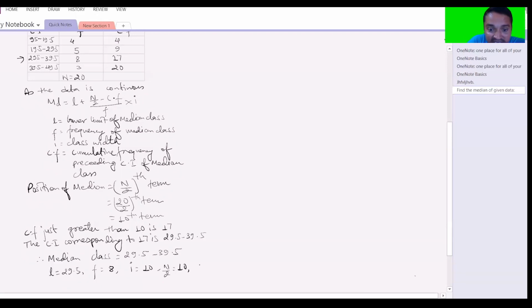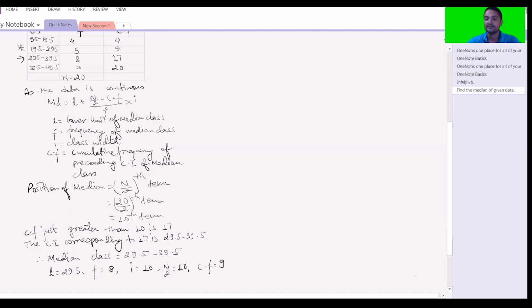And now comes CF. What is the value of CF? We need to find that one. CF means the cumulative frequency of the preceding class interval of the median class. With respect to the median class, which one is the preceding class interval? You need to identify that first. 29.5 to 39.5 is the median class. With respect to this one, the preceding class interval is 19.5 to 29.5, and the corresponding frequency of 19.5 to 29.5 is 9. That's why CF equals 9.